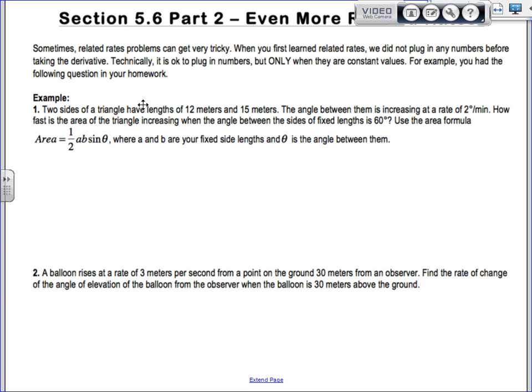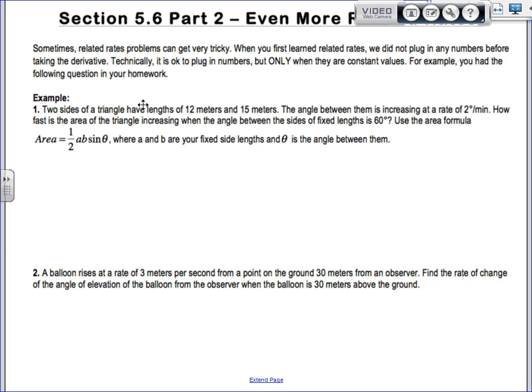One problem that I gave you guys on your homework had to do with two sides of a triangle. Do you guys remember that problem? It says two sides of a triangle have lengths of 12 and 15 meters. The angle between them is increasing at a rate of 2 degrees per minute. How fast is the area of the triangle increasing when the angle between the sides of fixed length is 60 degrees? So this is the exact same problem that was from your homework. But I'm going to teach you something new today.